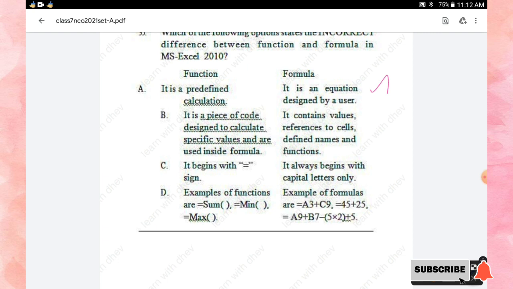Then option B. It is a piece of code designed to calculate specific values and are used inside the formula. And it contains values, reference to cells, defined names and function. So option B is also correct.